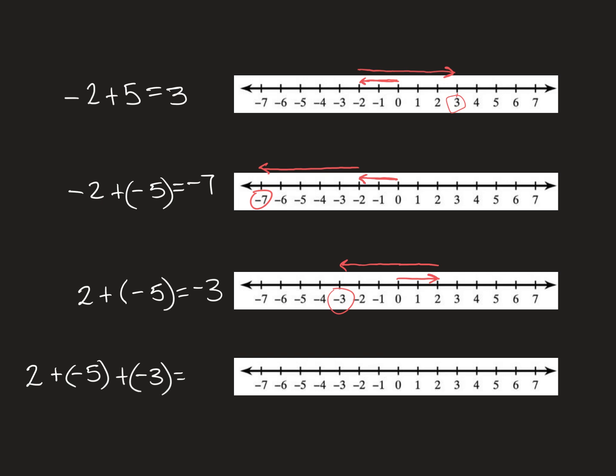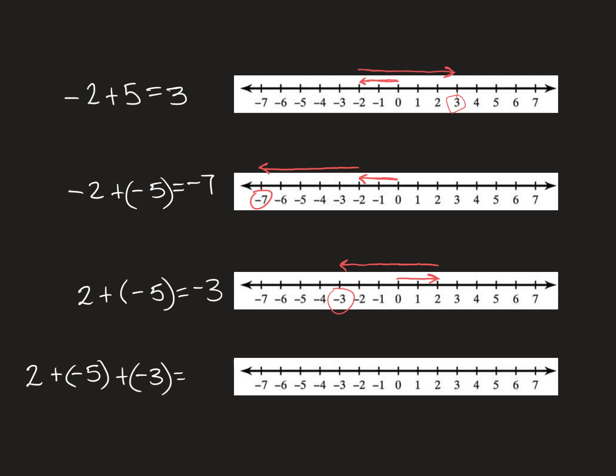The only way we make this more complicated is by making it a longer expression. So in this case, I have 3 constants. I have a 2, a -5, and a -3, and I'm adding them. So what is the sum? Well, the sum is when we add all 3, and I'll move along the number line.